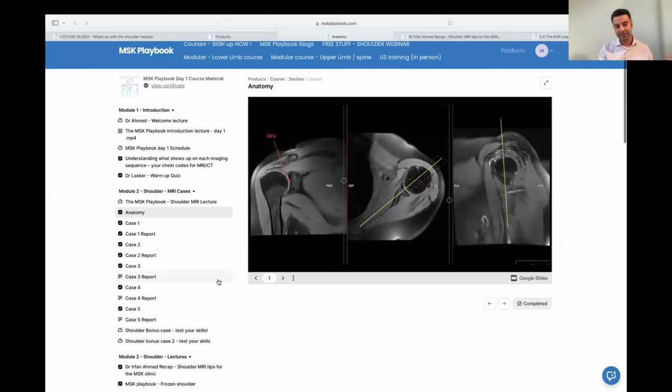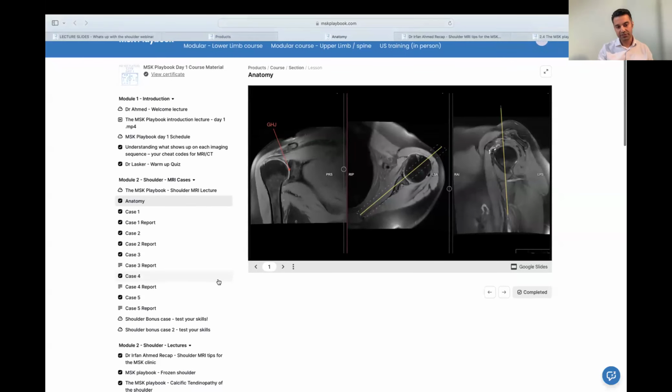Throughout the course, you'll get access to 46 live cases with 46 reports, and we now have 10 bonus cases. So at the end of the course, we'll give you 10 MRIs, and we'll ask you to maybe do a mock report, and by then you'll feel comfortable reporting some of the common things you're going to see in a clinic.